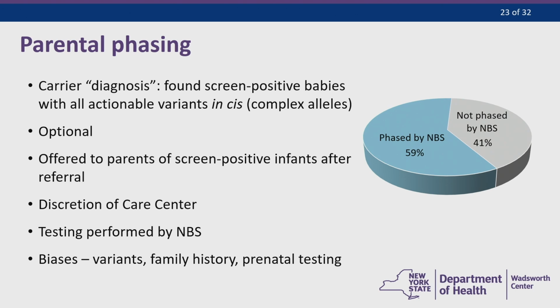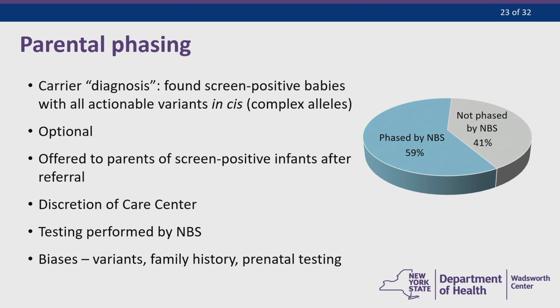So you may have noticed that I have a couple of slides that talk about carriers in our diagnoses. I said we don't refer to carriers any longer. We do find some babies who are screen positive with at least 2 actionable variants, but all of the variants are in cis on the same allele. So they're actually carriers. We started offering phasing to our families about 6 months after we started screening. It's optional, offered to parents of screen-positive infants after referral, because this is handled by the centers, not our program. Blood samples are collected from mom and dad, or just one parent, if one parent is available.